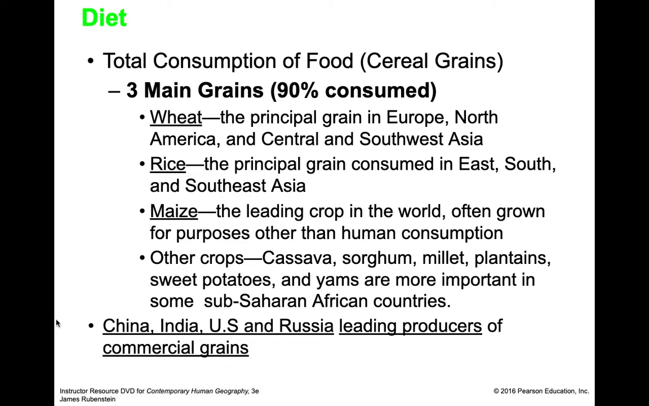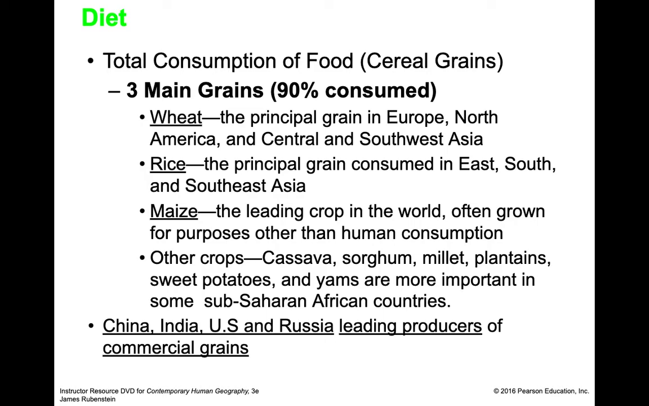When breaking up the grains, we can see that wheat is the primary grain that is exchanged in the world. It yields a high nutritional output, and it's very light to transport. So it's the most widely traded grain in the world. And wheat is found in more humid continental climates. So Europe, North America, Central and Southwest Asia.